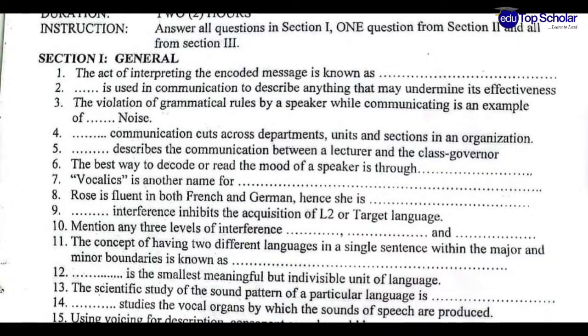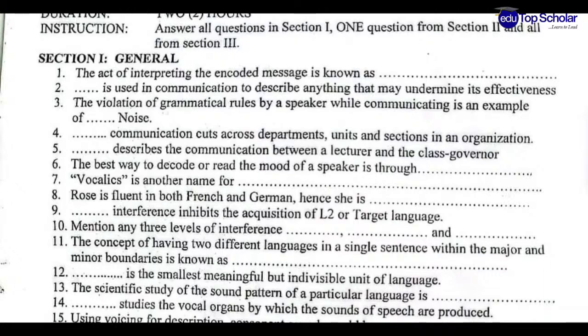Dash is the smallest meaningful but indivisible unit of language. There are 2 concepts here that are similar, but they are different in one segment. Now, syllable and morpheme. Their descriptions are almost the same, but the difference is that morpheme is the smallest indivisible but meaningful unit of a language.